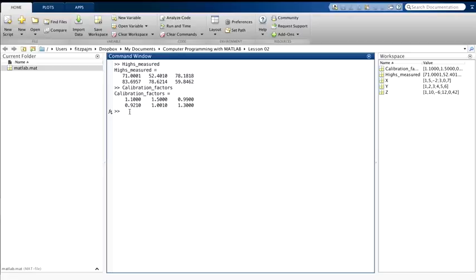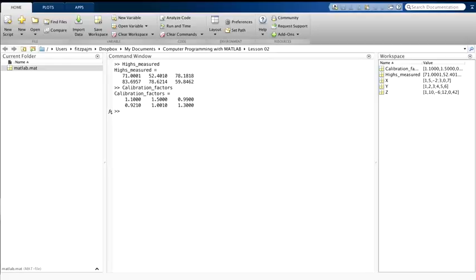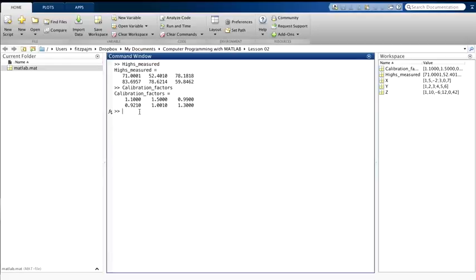Well, to get the true temperatures, we now need to multiply each element in highs measured by the corresponding element in calibration factors. And that's exactly what array multiplication does for us. So let's do that. Let's call the result highs true. And we'll set that to highs measured dot star. There's that array multiplication operator, calibration factors.